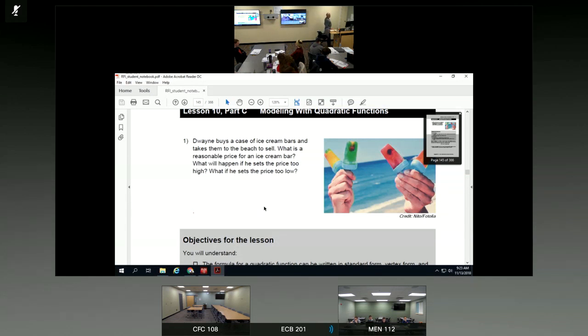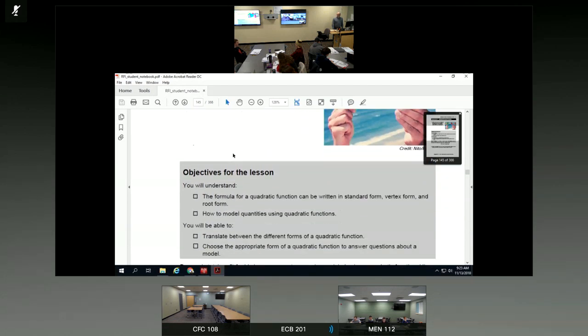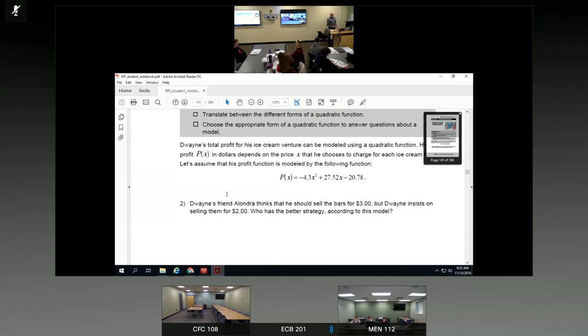What would be a good price for an ice cream bar? What happens if he sets the price too high? And if he sets it too low? Or he loses money? Dwayne's total profit for his ice cream venture can be modeled using a quadratic function. This is 10c. Can be modeled by the function p of x is negative 4.3x squared plus 27.52x minus $20.78.